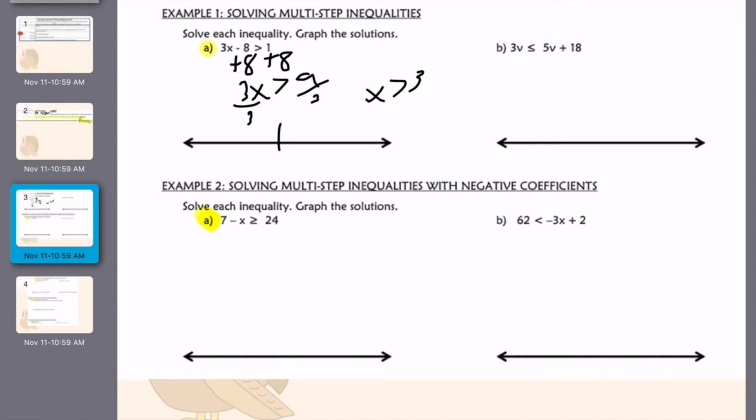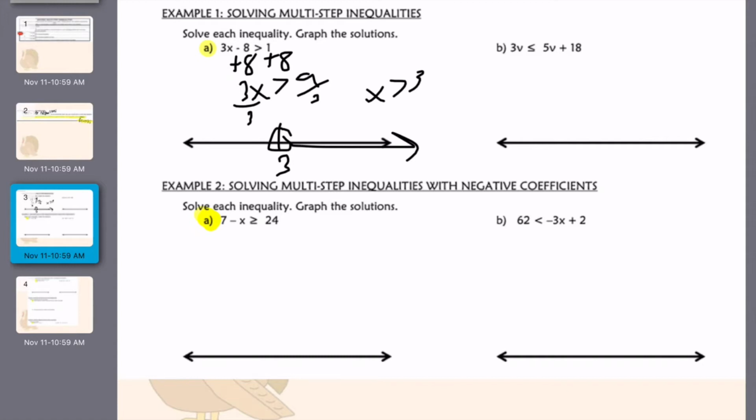So I'm going to make this line a 3. I know that I need to have an open dot because it's just greater than, it doesn't include 3, and then it's moving to the right. Not too bad.